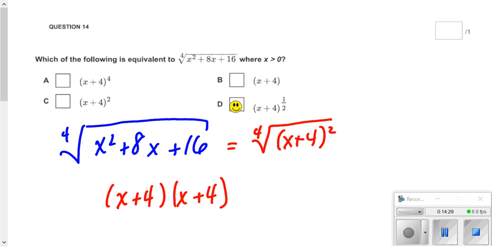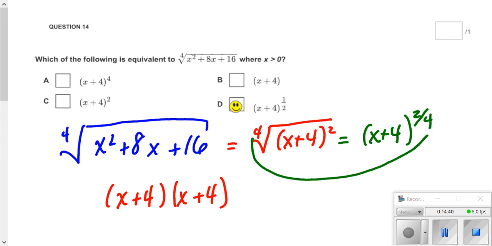And you know that a root and a power can be written as a rational exponent. So x plus 4 to the 2/4, the root goes on the bottom, the power goes on the top, and 2/4 is the same as a half.